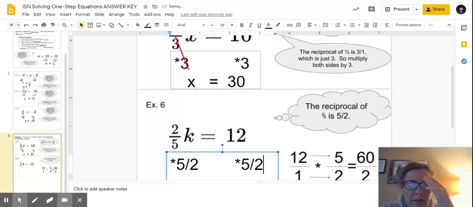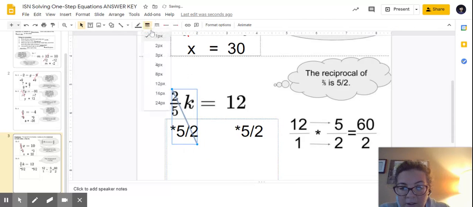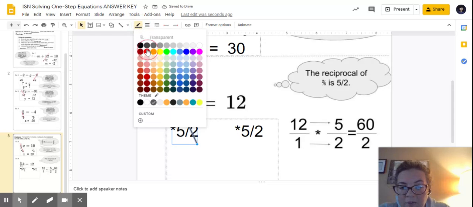Now, for those of you that are more visual learners, I put this reminder here on the side for us. We'll use that in a second. But over here, 2/5 times 5/2 is going to equal 10 over 10, which is 1 whole. So again, just like before, this 2/5 and this 5/2 are going to cancel each other out. That's the whole purpose of what I'm doing here: multiplying by a number that's going to divide out and cancel out to give me just 1k.